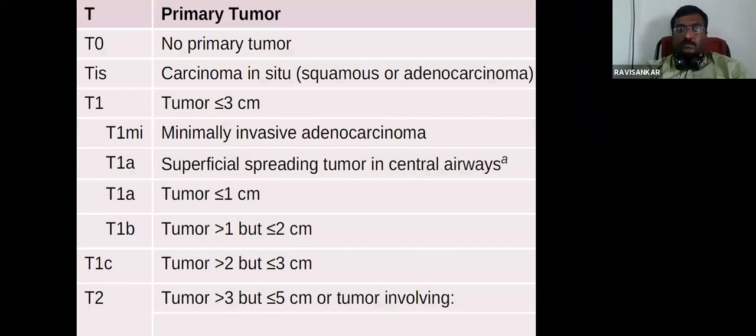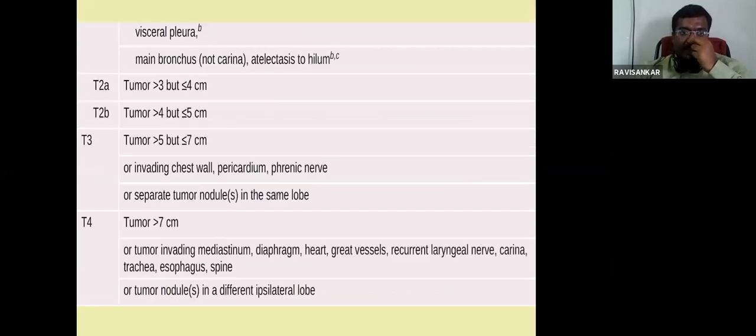Coming to the staging, when the tumor is lesser than 3 centimeter, it is a T1 stage, which has been divided into T1A, T1B, T1C, and also T1 mic. When T2 tumor is size greater than 3 to 5 centimeter, or tumor involving visceral pleura or main bronchus.